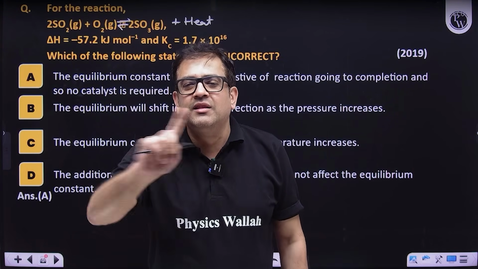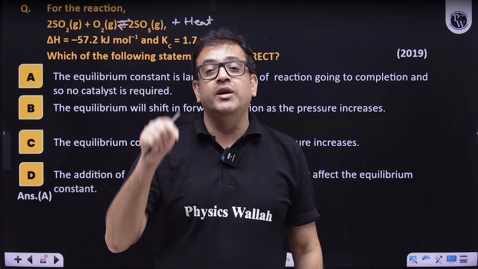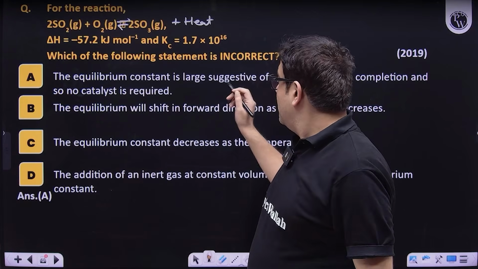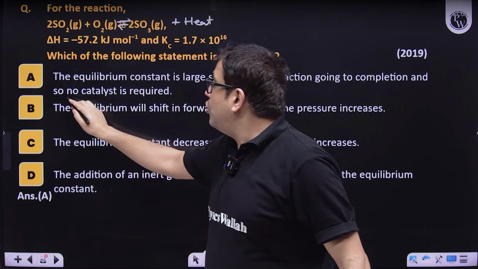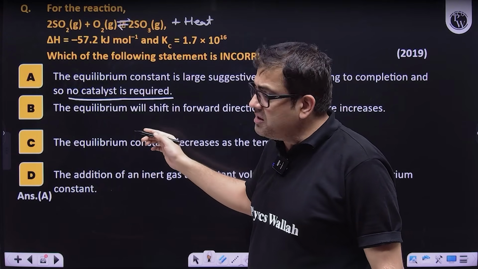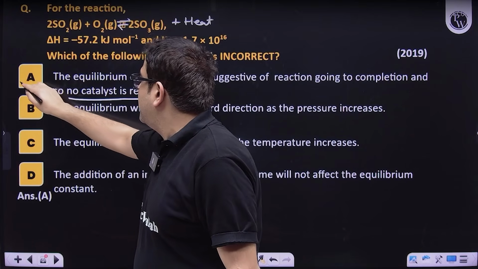Equilibrium has nothing to do with catalyst. It has only to do with the time to attain equilibrium. So this they have played. Because it says "so no need of catalyst," they are relating the value of K with catalyst. No sir, equilibrium has nothing to do with catalyst. So this is incorrect. So this is your answer.